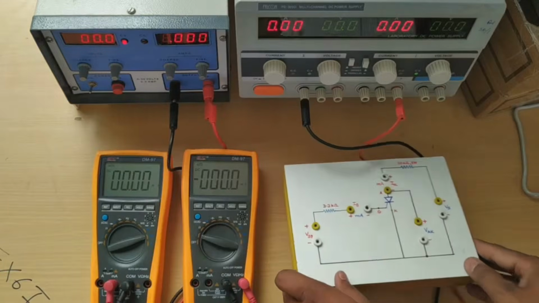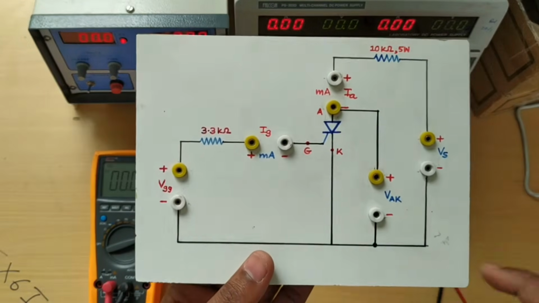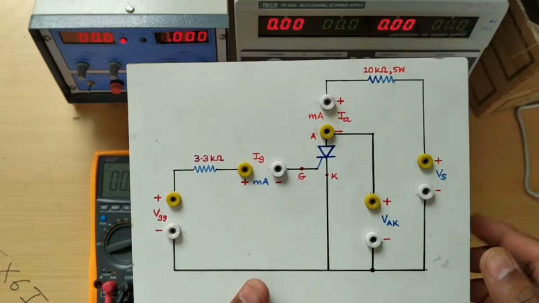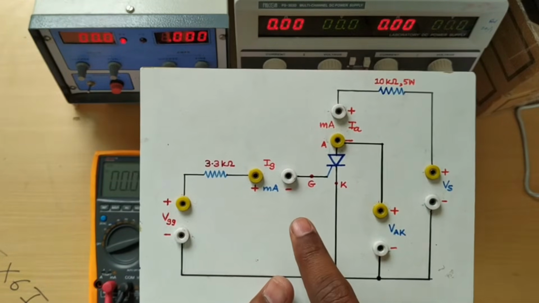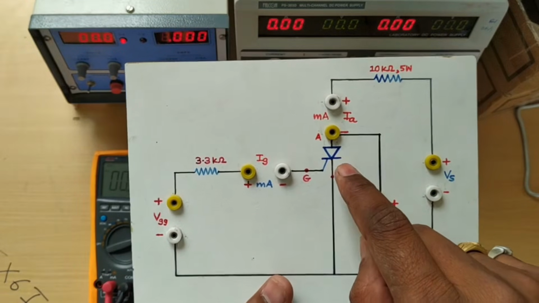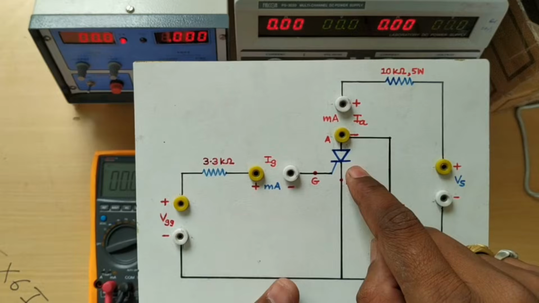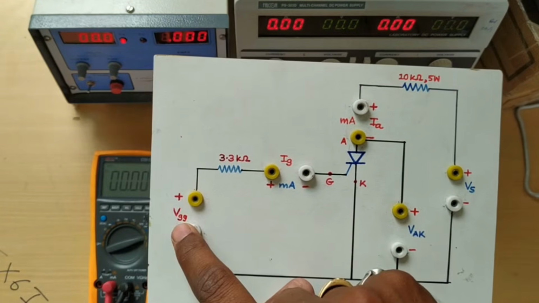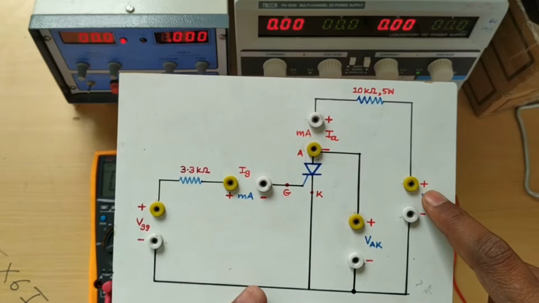So friends, for this experiment we are using this experimental setup. This is the circuit diagram. You can note down this circuit diagram. The list of components is available in the description, and this is the heart of this circuit, thyristor or SCR. Here I am using TYN612 thyristor. From here you have to apply gate voltage, and from here you have to apply anode voltage.